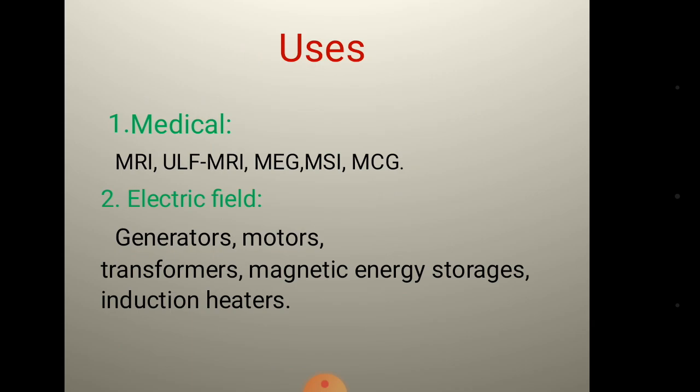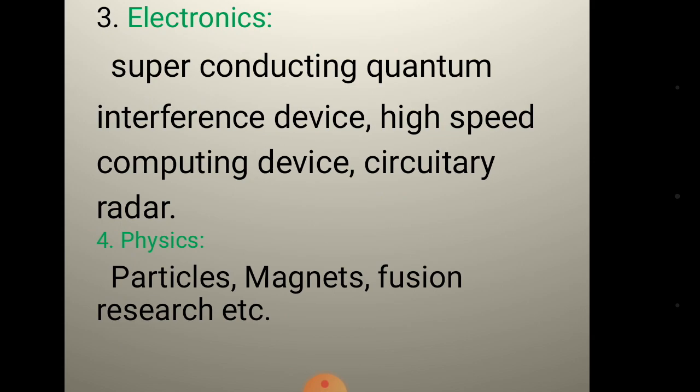Next one, electric field. These are used in generators, particle accelerators, transportation, electric motors, power transmission, induction heaters and magnetic energy storage. Next uses are in electronics. This conductor is used in high speed computing devices. It is used to transmit power over long distances, and used in memory or storage elements. Next uses are in physics. It is used for particles, magnets and fusion research, etc.